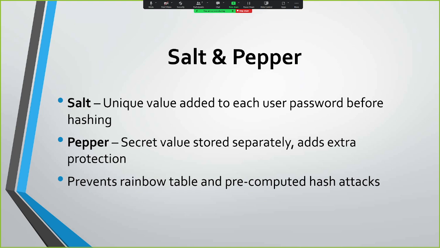For salting, this is a separate, unique value that you add to each user password. The one caveat with that is if multiple users have the same password, this allows you to still have that security because each one will be separate and distinct. Along with that is the pepper. Whereas the salt and the password are stored together, the pepper is actually stored in a separate location, which just adds another layer of strength hardening to the password. The combination of these prevents rainbow attacks as well as pre-computed hash attacks.